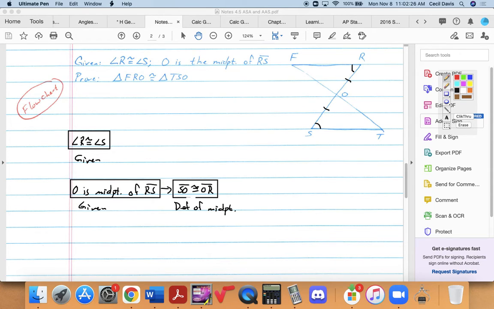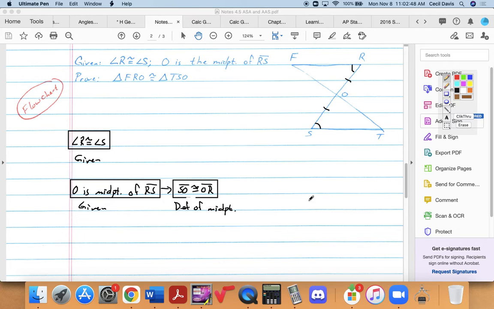And you guys are right. I could, at this point, say that FR and ST are parallel by the converse of the alternate interior angles theorem. And then I could prove that angle F is congruent to angle T because of the alternate interior angles theorem. But there's a faster way.